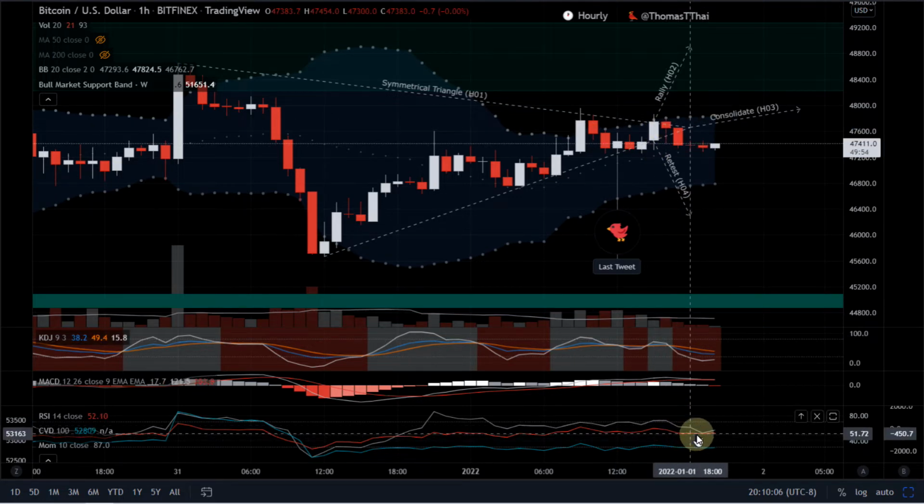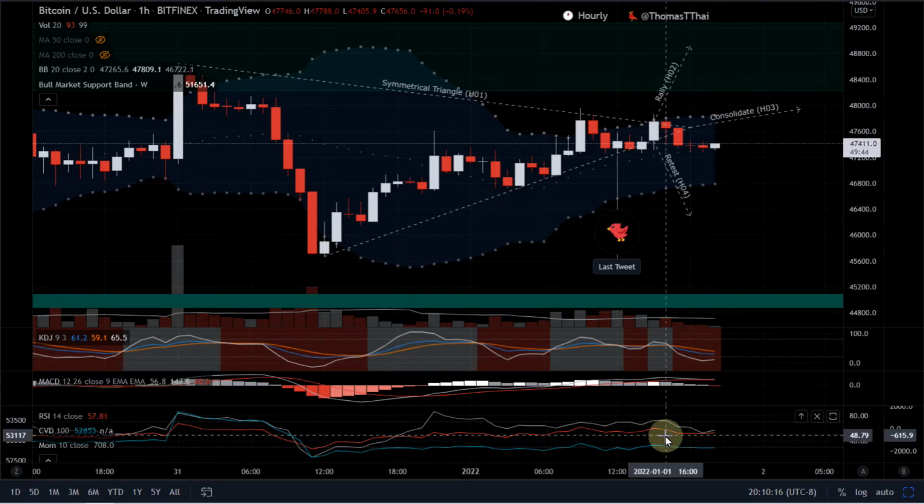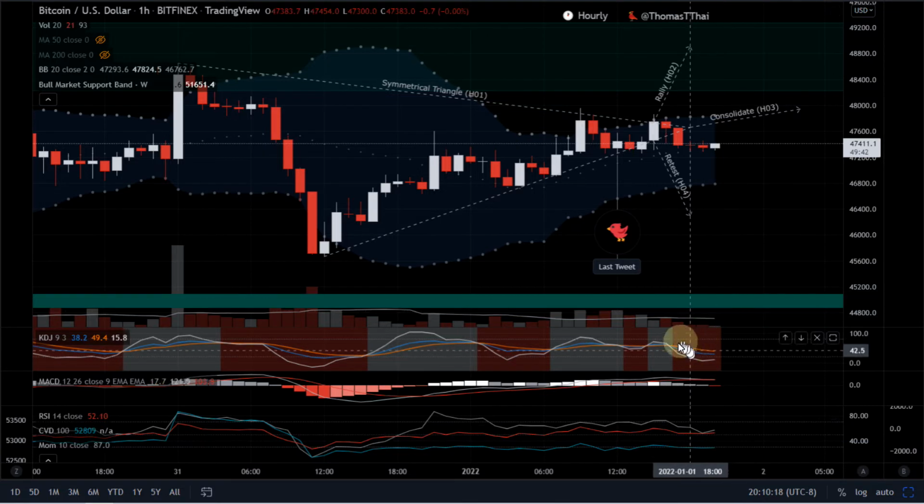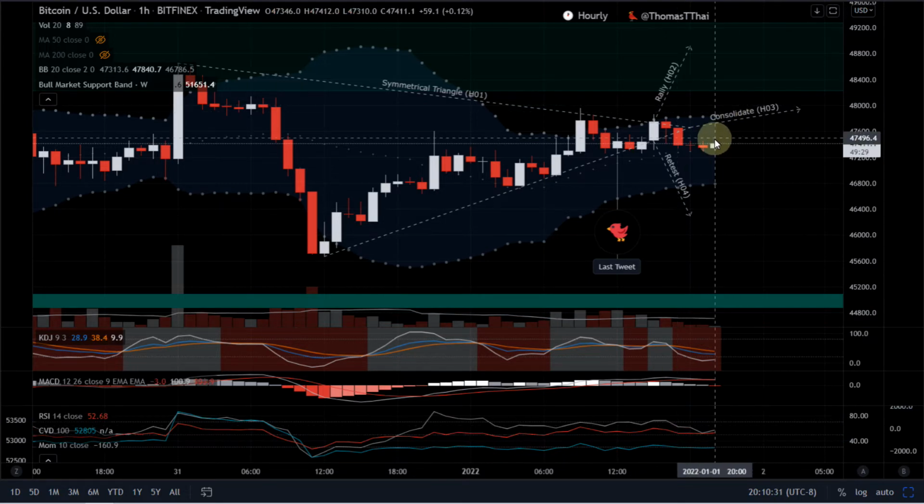And then here, the momentum indicator hit the red RSI line and bounced back up. You can see a white candle up here. And you combine the KDJ indicator with the MACD and the RSI, CVD and the momentum indicator, they give you very strong confirmation about what the price line is doing.